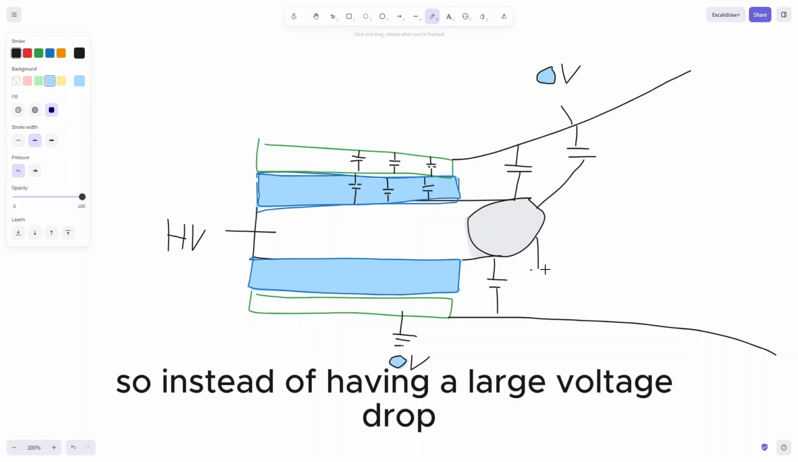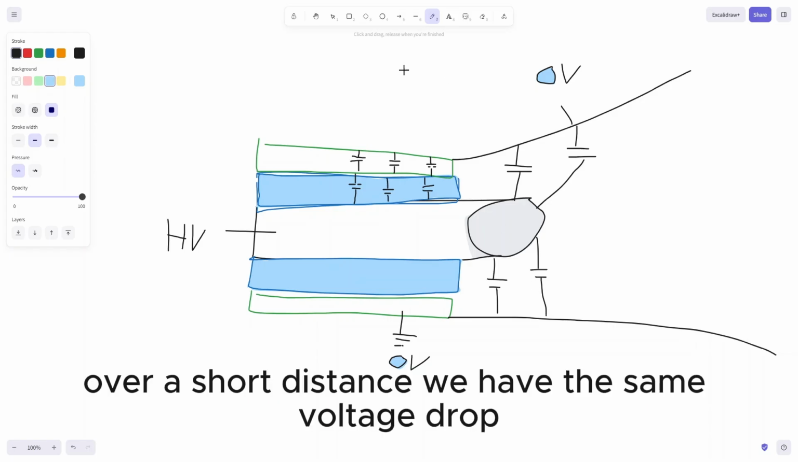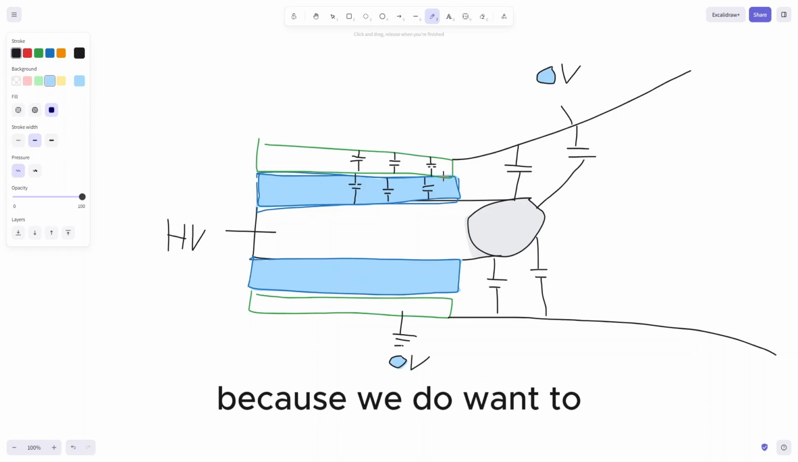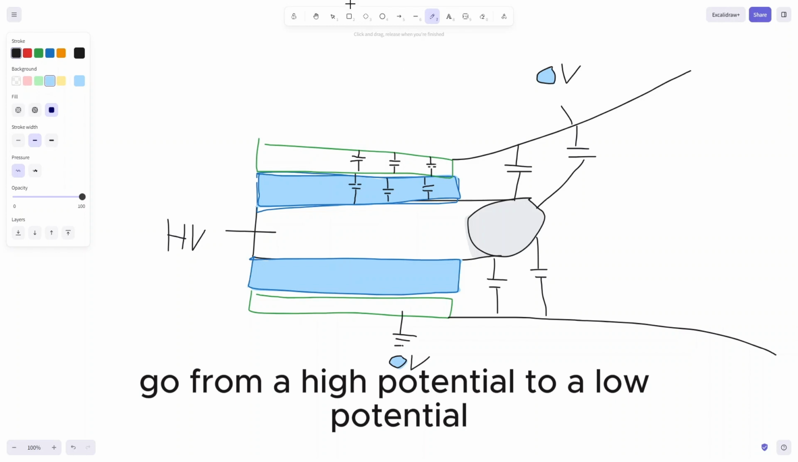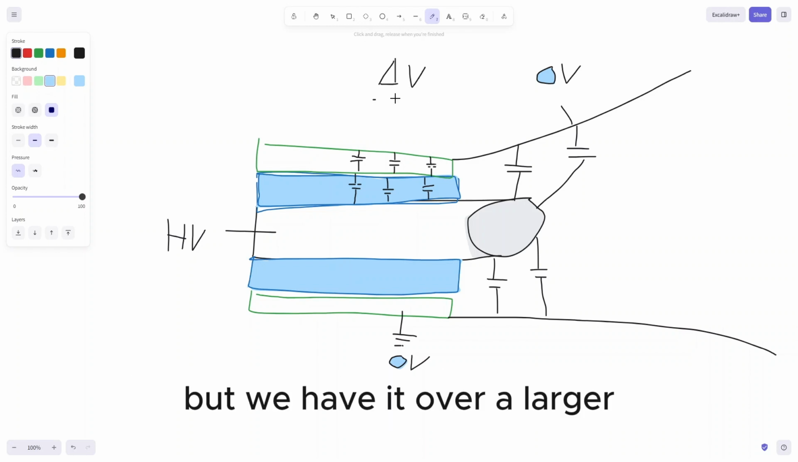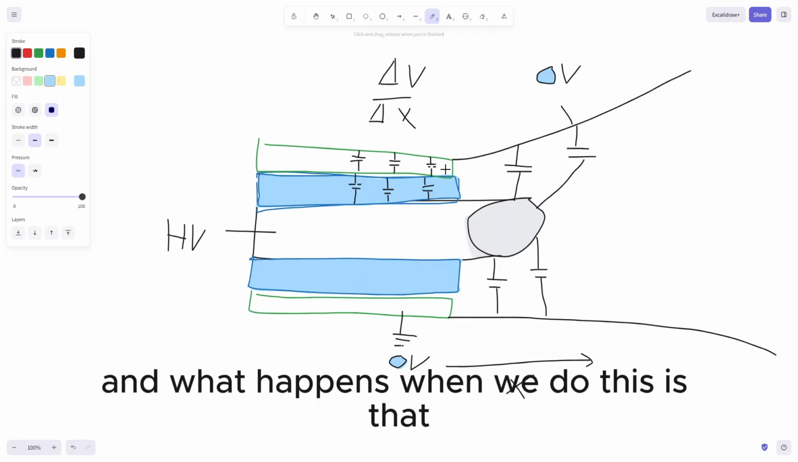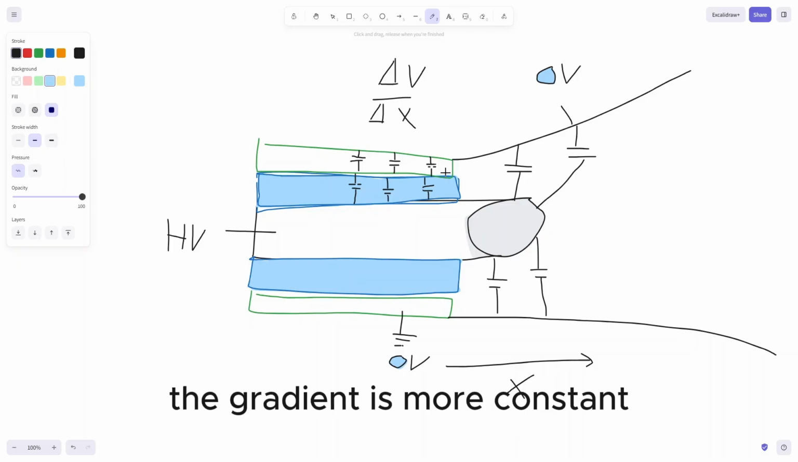So instead of having a large voltage drop over a short distance, we have the same voltage drop, because we do want to go from a high potential to a low potential, meaning that we have the same voltage drop, but we have it over a larger distance. So this is the distance here, which we are increasing. And what happens when we do this is that the gradient is more constant.